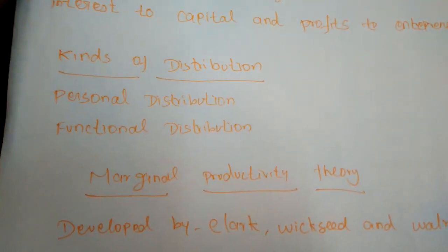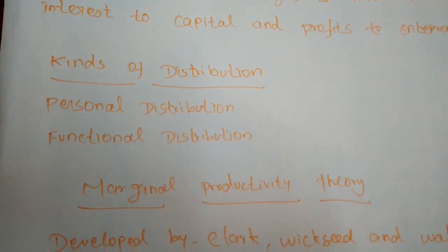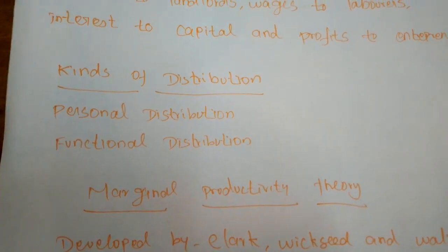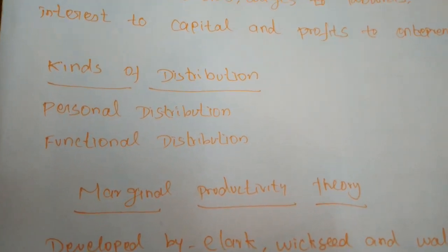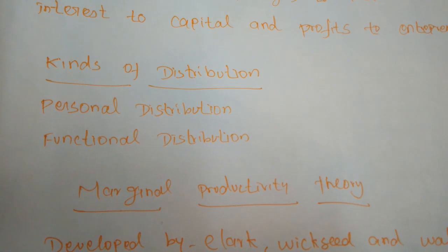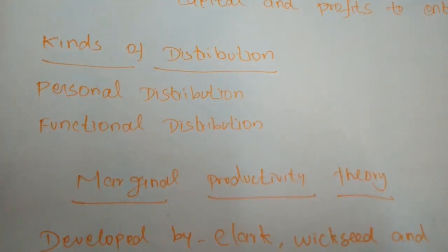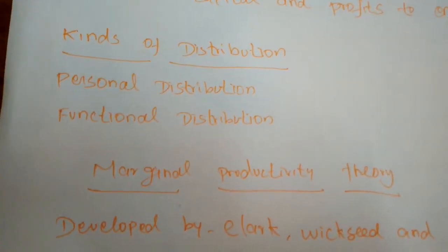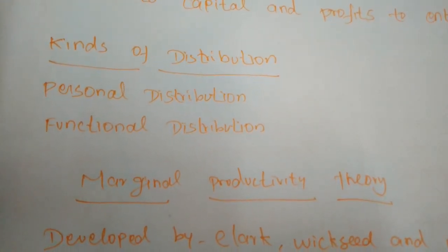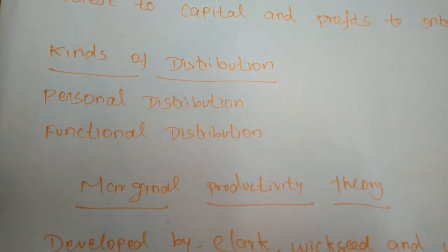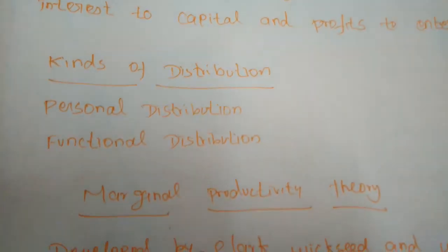Next, the kinds of distribution: personal distribution and functional distribution. There are two types of distribution. Personal distribution means the distribution of national income among individual people. All people get the gains or advantages from the government, that is, from the national income. Next, functional distribution means the four factors of production get their remuneration for the purpose of the production process. For the function of production, the factors of production get their remuneration. So there are two types of distribution.